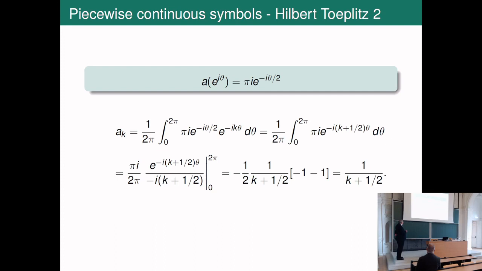Here I have the computation that indeed the Fourier coefficients of this function are the entries of the Hilbert matrix. Here you have to compute this integral. This is the same as this integral. Here we have the function. If we insert 2 pi, we get minus 1. If we insert 0, we also get 1, but with minus. And in the end, we arrive at this coefficient.